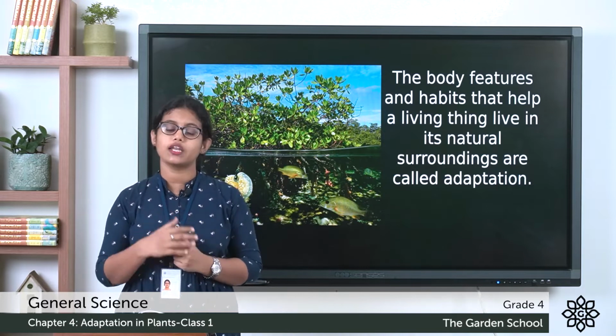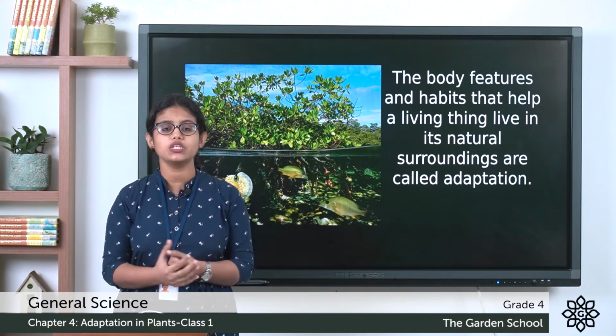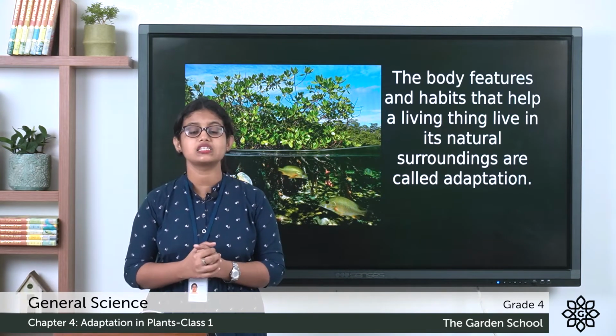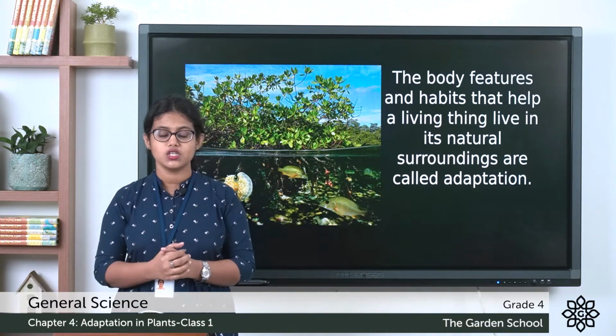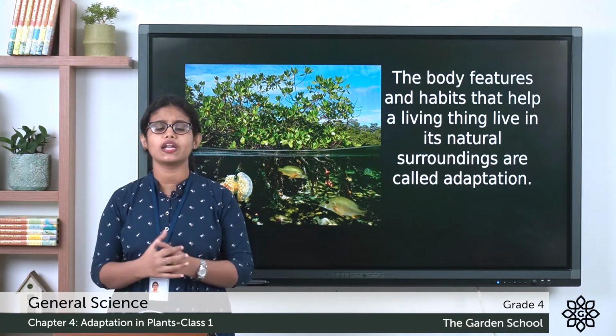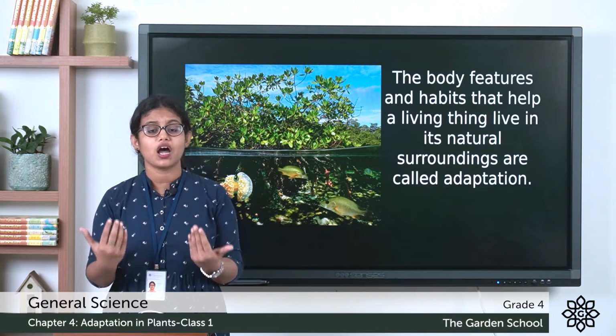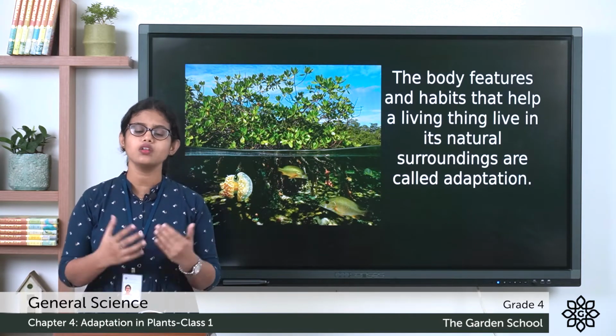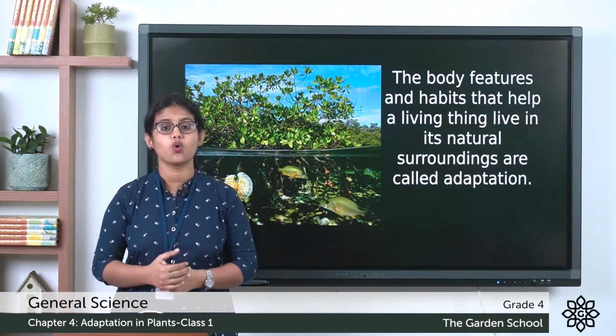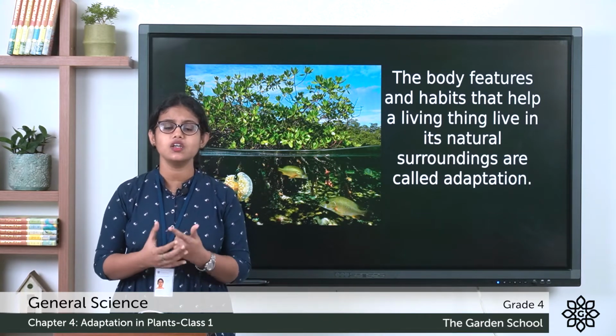So let me ask you another question. Do you know where these plants grow? We can see plants everywhere, right? Plants grow everywhere around us, or we can say plants grow everywhere on earth. Plants grow on land as well as in water.